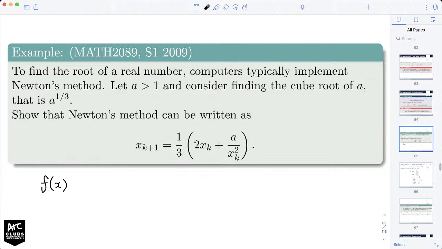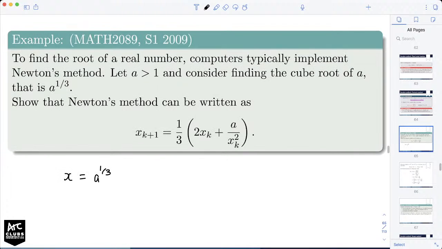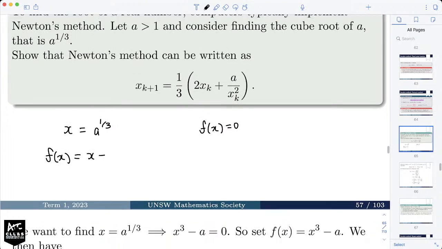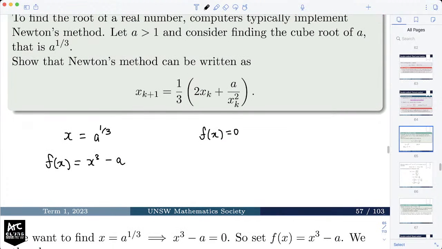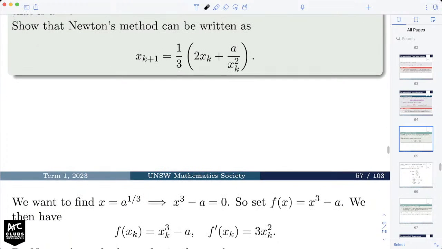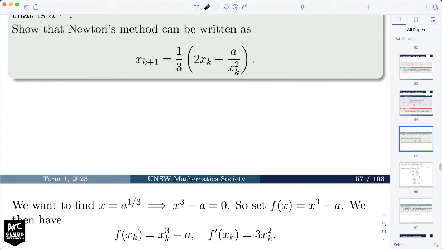If we have a look at our f of x, we're trying to find the cube root. So essentially we can say, let's make x equal to a to the power of 1 over 3. Since we want our function to equal 0, we can rearrange that and have f of x equal to x cubed minus a. So down over here, we're going to set our f of x to equal this function. Again, we have to find the derivative of that as well. And the derivative of a cubic is very straightforward. So we end up with these two formulas down here. Hopefully you can see that on the screen.